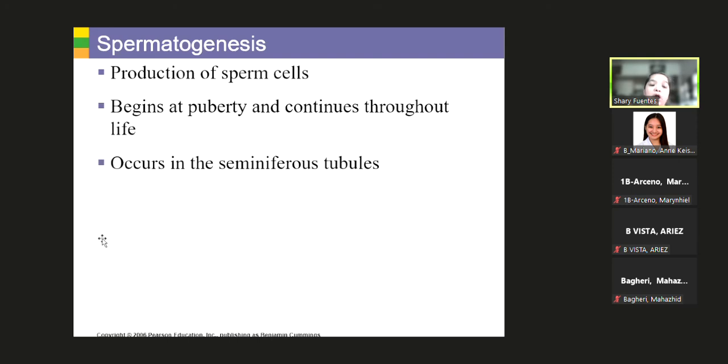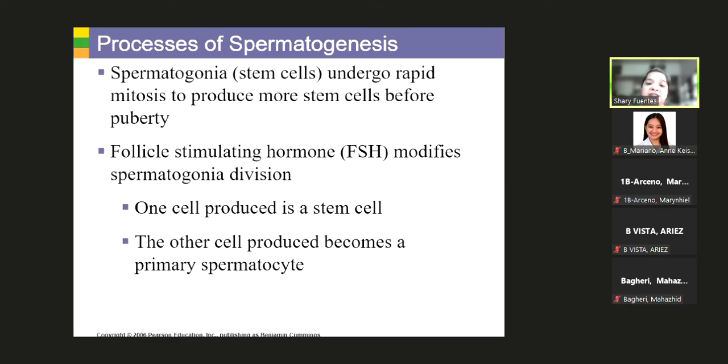Okay? So the process begins with your spermatogonia. Your spermatogonia are the stem cells or your primitive cells natin. Okay? So they will undergo mitosis. But before puberty, what is produced is just the stem cells. But eventually, kapag nag-puberty na, with the presence of your mga hormones there, for the development of secondary sex characteristics, they start to mature. And then, that's the time you can already impregnate a woman. Okay? But before that, wala, because the secretions are just the stem cells. Okay, so the process of spermatogenesis: spermatogonia, stem cells undergo rapid mitosis. Rapid mitosis.